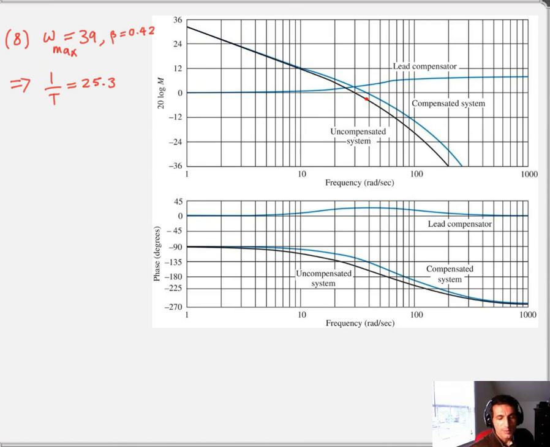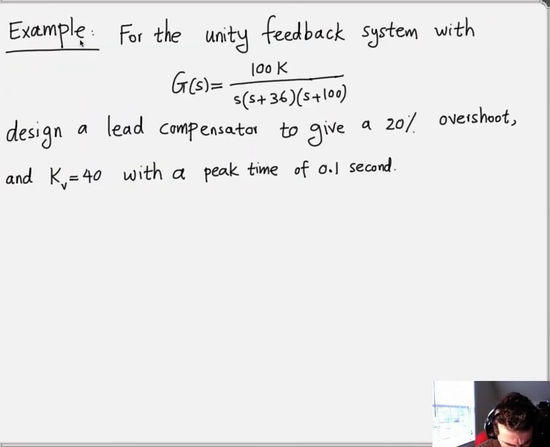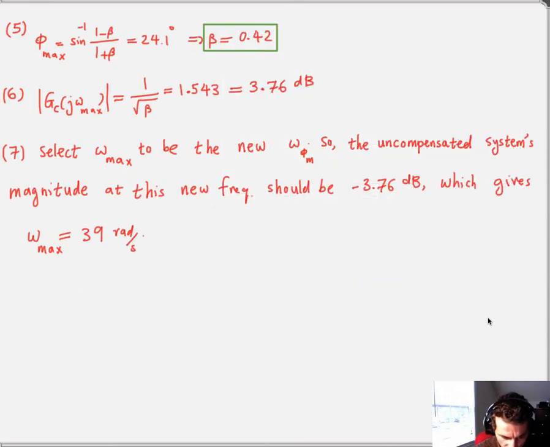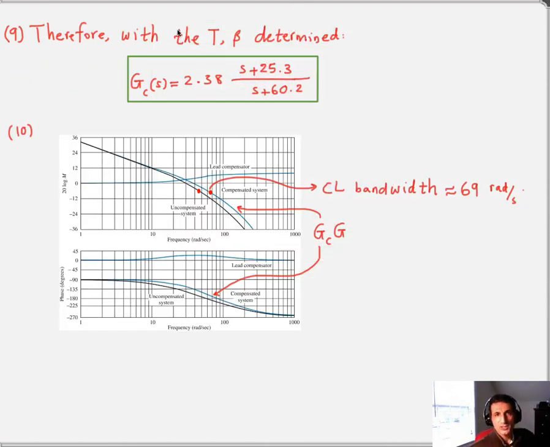So now omega max is equal to 39, and basically what I can do is go back here in the design process. Through this omega max, that's 39 radian per second, I already know what beta is, and from this I can easily get T, and that's something that you see here. If you do that, then the inverse of T is going to be 25.3. So finally, the GC, which was 1 over beta, 2.38, multiplied by S plus 1 over T, divided by S plus 1 over beta T, is going to be what you see here.